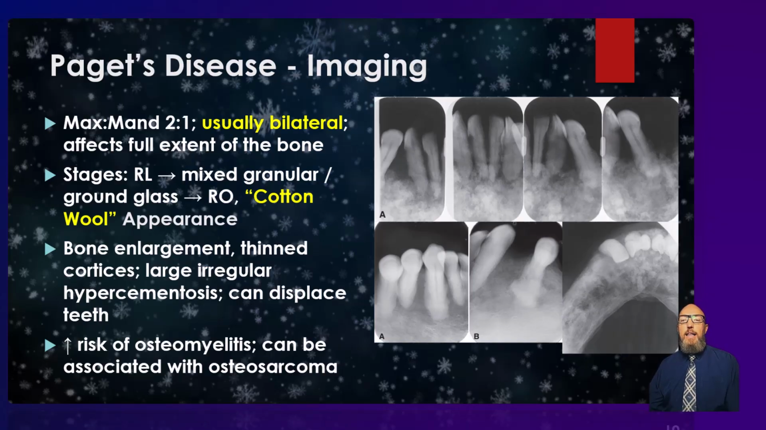In the jaws, that late dense phase produced the classic cotton wool appearance like we see here, the kind of mixed, it does look like tufts of cotton. So I think that's a really great descriptive term for this disease. You also notice bone enlargement with thin cortices, large irregular hypercementosis, and displaced teeth. So 2 consequences worth remembering are an increased risk of osteomyelitis and a rare association with osteosarcoma.